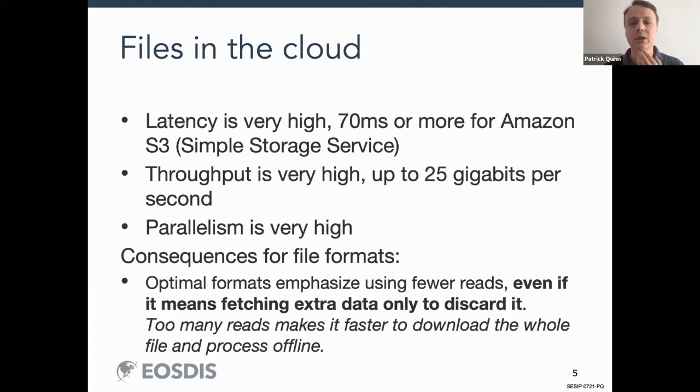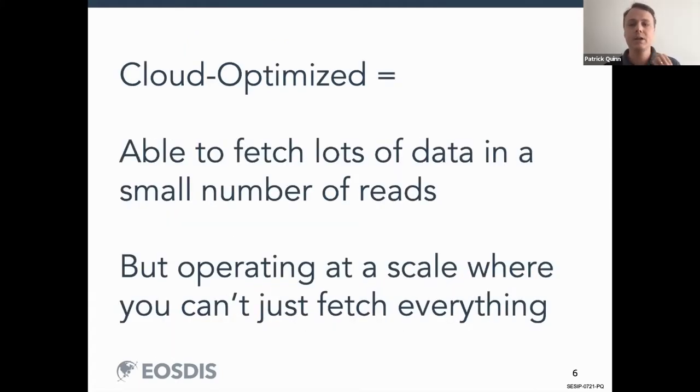And so cloud optimized, the way that I like to think about it, is you want to fetch a lot of data in a small number of reads. And then you're operating at a scale where you can't just fetch everything, right? The smallest number of reads is to just grab the whole file, right? But you're dealing with many megs, many gigs, terabytes, petabytes. And so you don't want to just fetch everything, but you also don't want to be skipping around and doing a lot of extra work reading things. So how do we cloud optimize things?